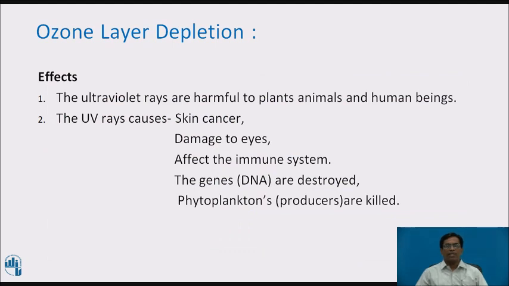Effects of ozone layer depletion. The ultraviolet rays are harmful to plants, animals and human beings. The UV rays cause skin cancer, damage to eyes, and affect the immune system. The genes, that is the DNA, are destroyed, and phytoplanktons, that is producers, are killed.